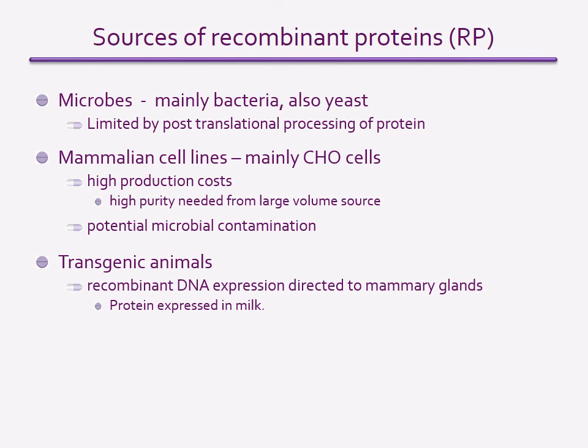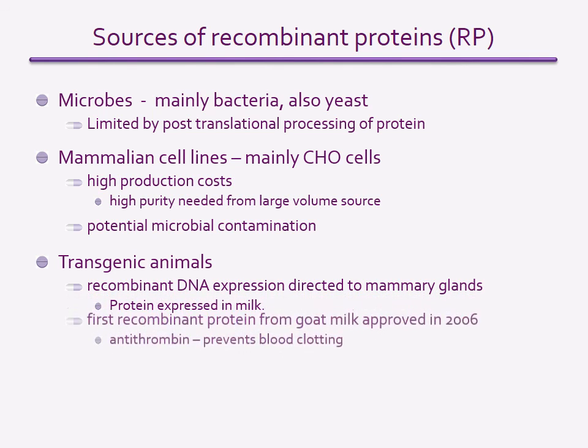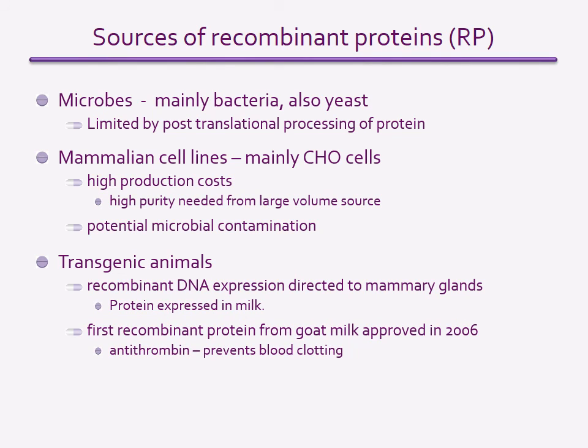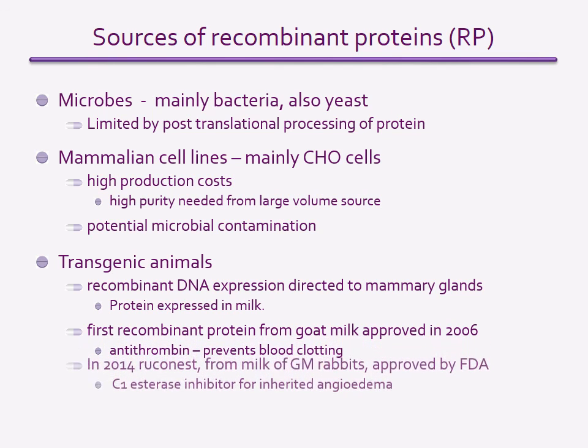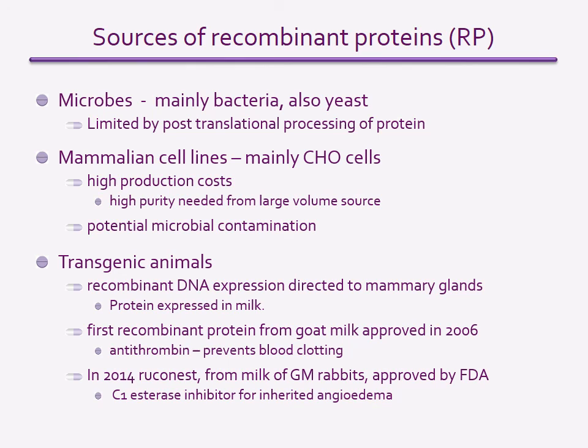In 2006, antithrombin was the first recombinant protein from goat milk to receive approval from the European Medicines Authority. It is used for patients that have an inherited deficiency of the protein. It was followed in 2014 by Ruconest from the milk of genetically modified rabbits. And many other drugs are likely to follow in the near future.